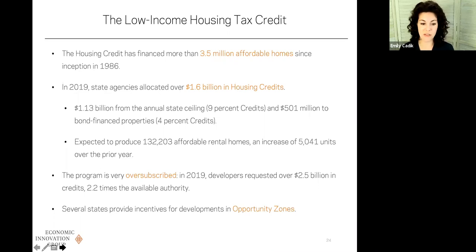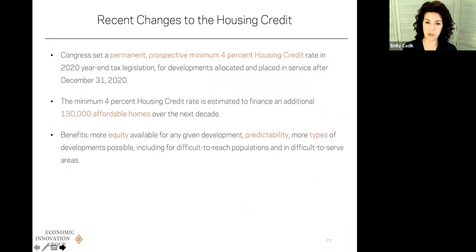And we just find that, of course, as we're all seeing, the need for affordable housing just keeps growing and growing. So even though we have had increases to the program, it is vastly oversubscribed. There were about $1.6 billion in credits that went out the door last year. As you can see, the divide here between the 9% credits and the 4% credits, the 4% side of the program is going to grow. And that's because of this change we just got at the end of the year with the enactment of the minimum 4% credit rate. So if we go to the next slide and talk a little bit about what actually happened with the 4% rate.